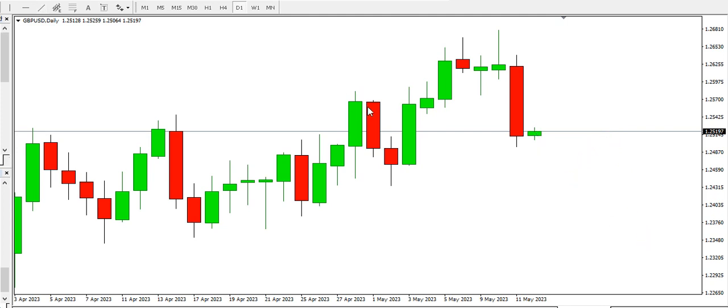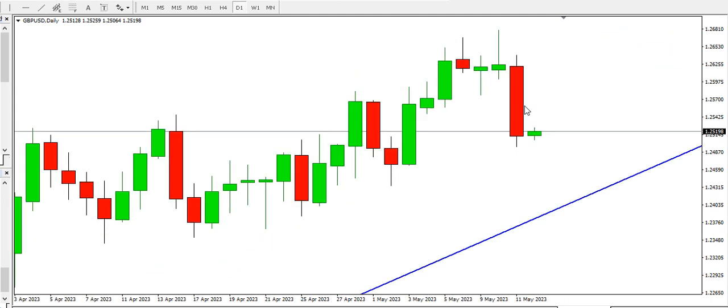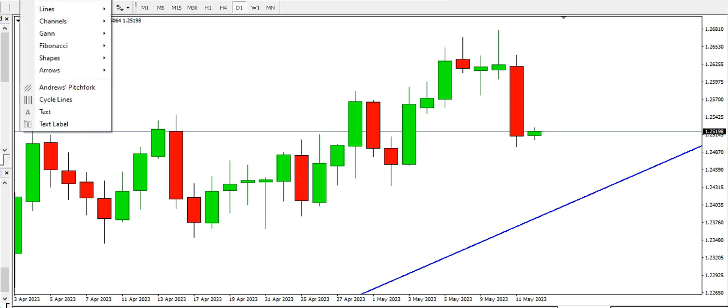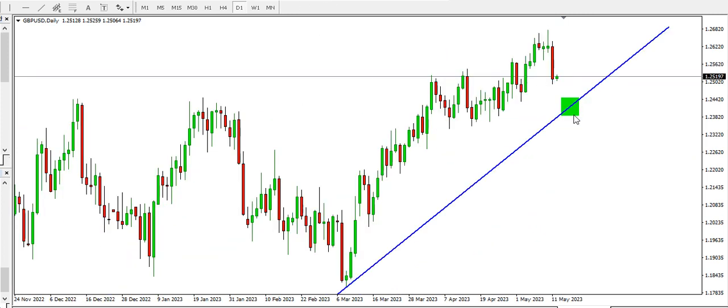But looking at the daily time frame, let's see the structure. The structure on the daily time frame is still bullish. It's still a bullish structure. We need to see if this trend line can be broken, then we might see the bears reversing price. Price might reverse if this trend line gets broken. But for now, the trend line is respected.